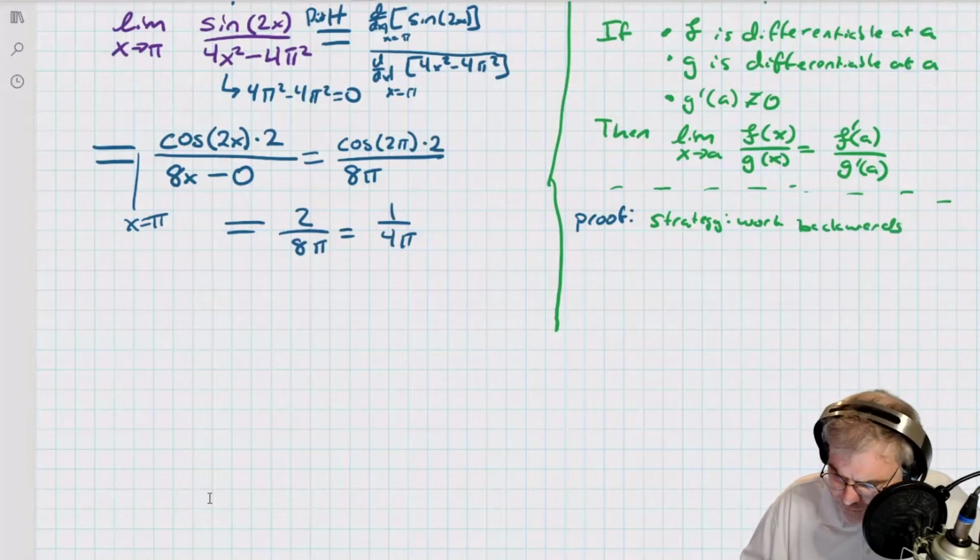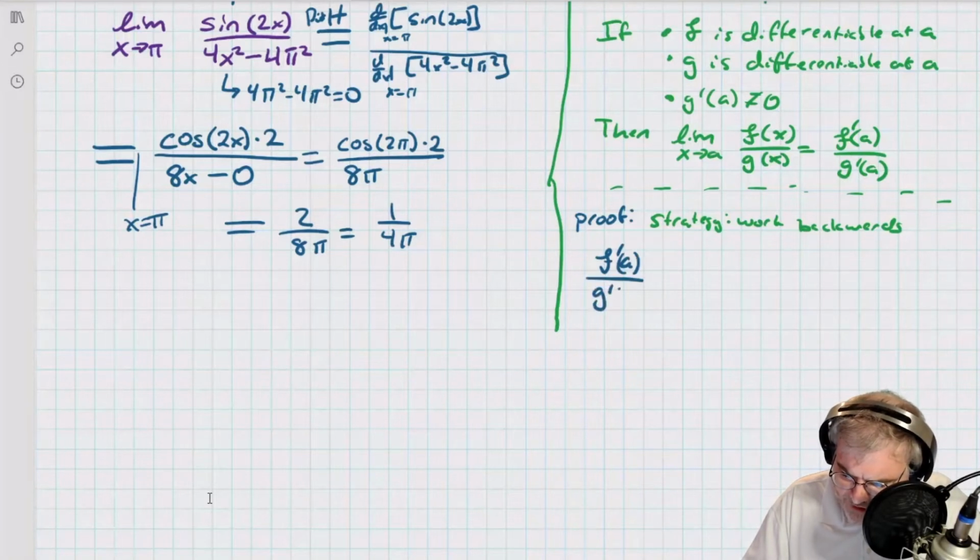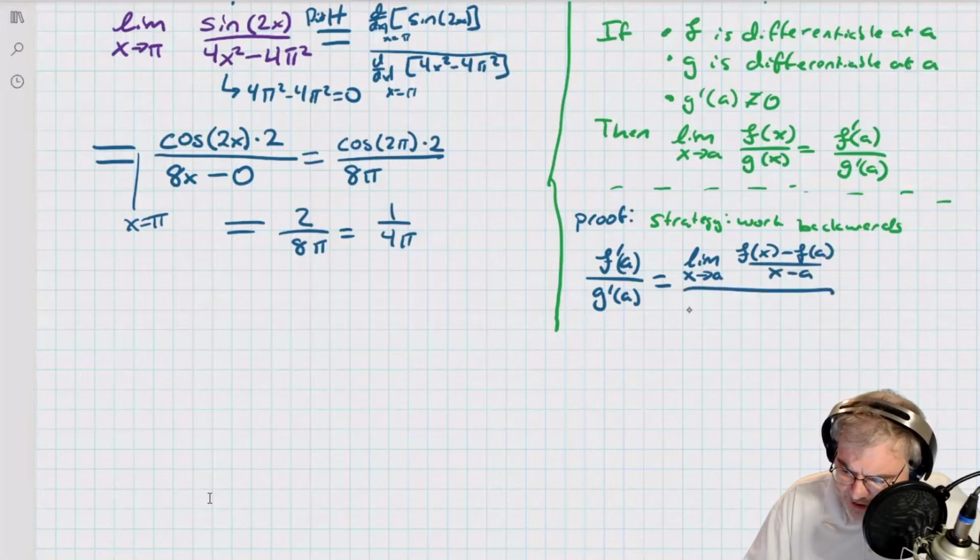So for the diet version, the proof looks like this. I'm going to go f prime of a over g prime of a equals, okay, this is the limit as x goes to a of f of x minus f of a all over x minus a. This right here on the bottom is the limit as x goes to a, g of x minus g of a, all over x minus a.